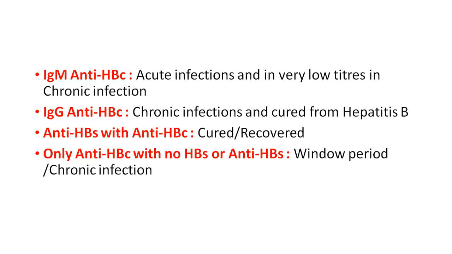Next is IgM anti-HBc. HBc is core antigen. IgM is present when the infection is active, in acute infections, and very low in chronic infections. So remember IgM is seen more in acute infections. Then IgG you see in chronic infections. Anti-HBs occur when the person is cured or recovered from the active hepatitis B infection. Only anti-HBc with no HBsAg or anti-HBs is seen in the window period or chronic infection.